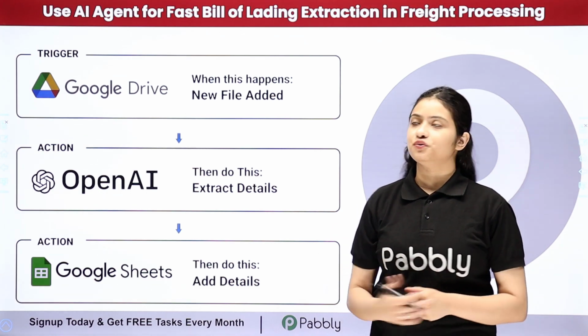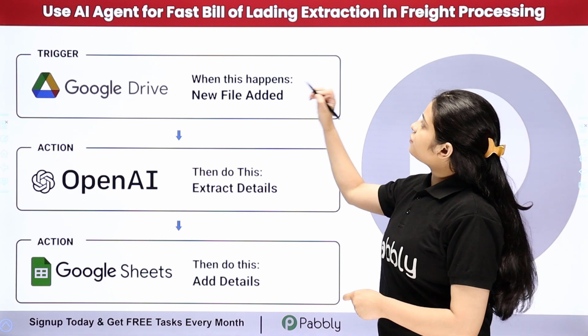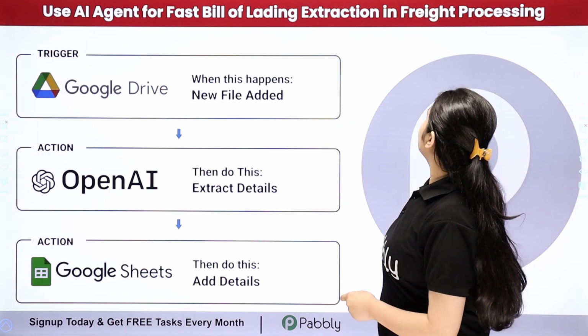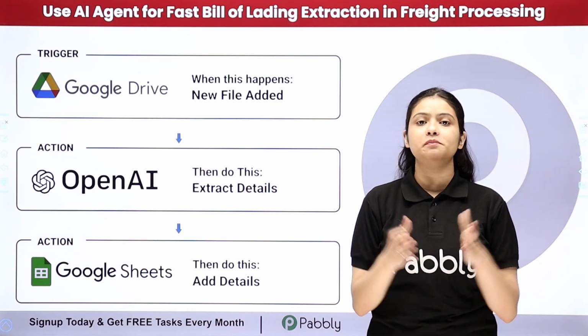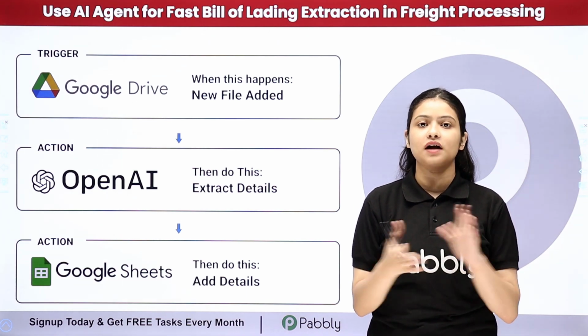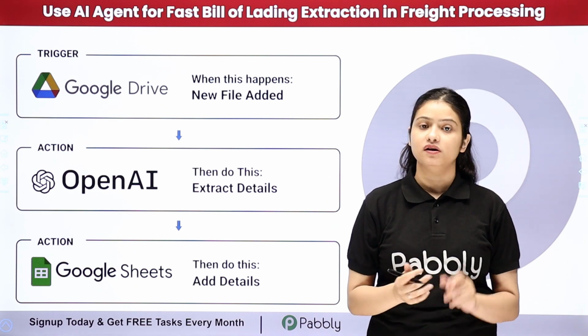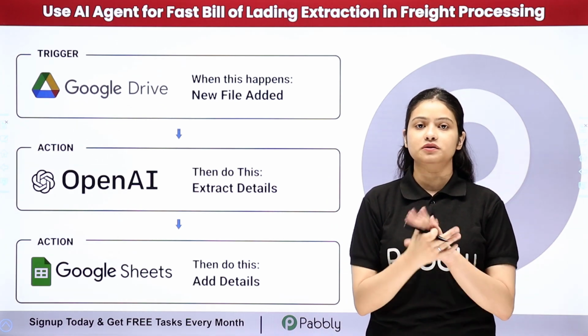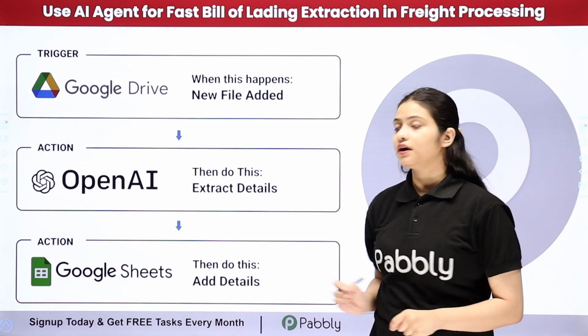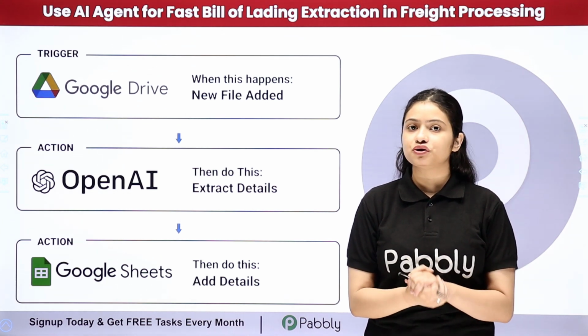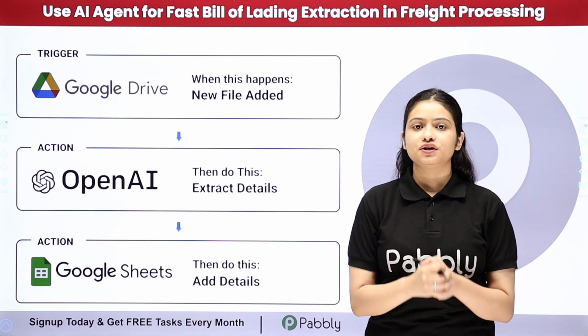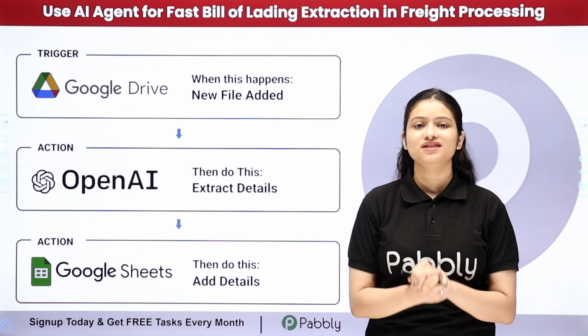In this video, we are going to learn how to use an AI agent for fast bill of lading extraction in feed processing. So I have a feed processing business and I am receiving multiple bills of lading on a regular basis that are uploaded in my Google Drive folder. Now I need to extract the details of these bills and add them as a record in my Google Sheets. This is quite a long process which is going to take a lot of time if I do it manually. Therefore, I have decided to automate it with the help of my AI agent, that is OpenAI, and Pabbly Connect.